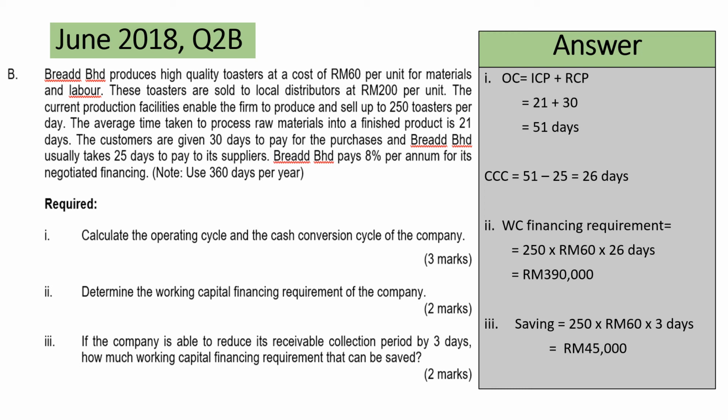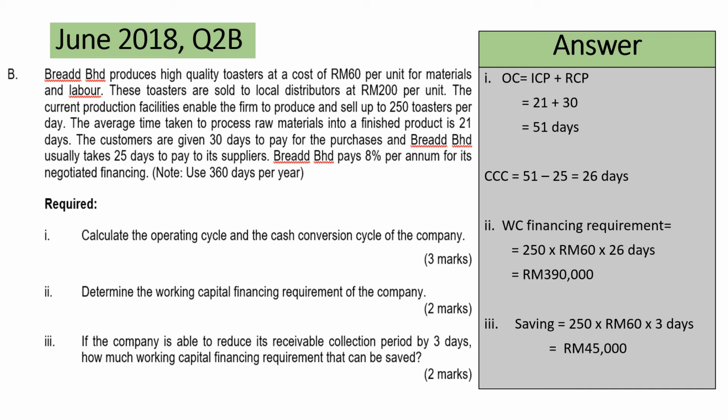So what is the CCC? Okay, the CCC is the operating cycle minus the PDP. So the operating cycle is 51 days, the answer in question 1 just now, minus the PDP. PDP is also given in the question. It says there, Bread Berhad usually takes 25 days to pay to its suppliers. So that is the payables deferral period of 25 days. So the CCC is 51 days minus 25 days. So the answer is 26 days.